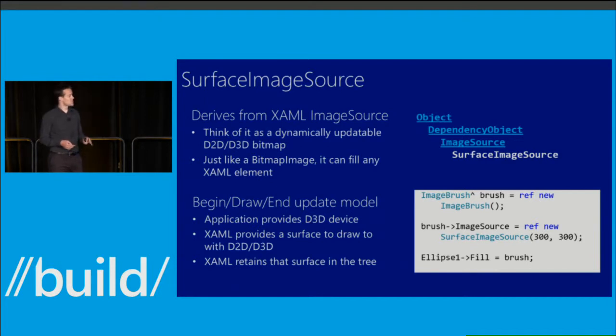There's a fairly simple model for you to update the content in your DX surface. So the application creates their own D3D device or D2D device. XAML will provide a surface to draw to update the surface, and the XAML framework, once you're finished drawing that surface, will actually retain those updates in the tree. So you don't need to keep redrawing the content. The XAML framework can just keep it and manipulate it. We can animate it around, and you only need to update it when you actually have new content to display there.